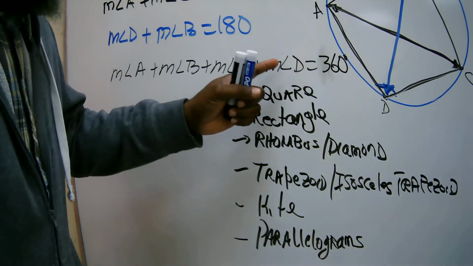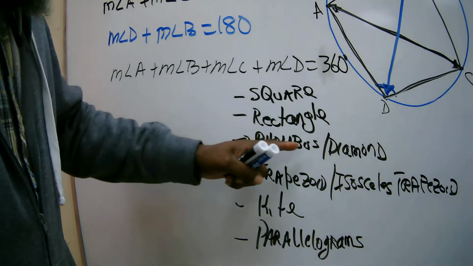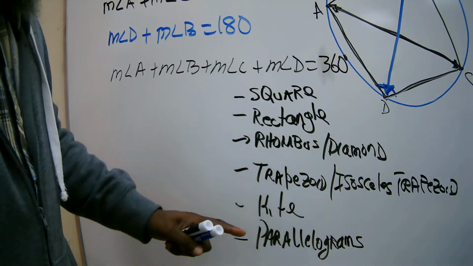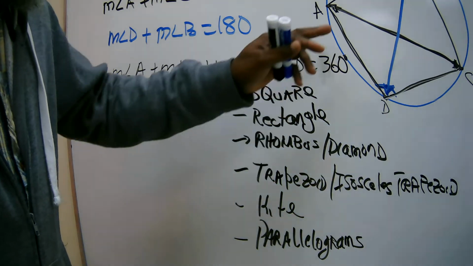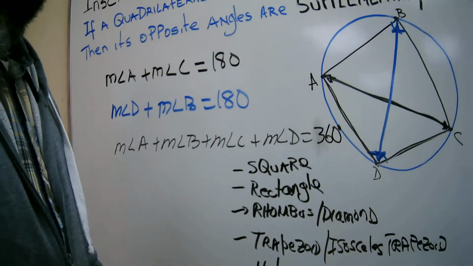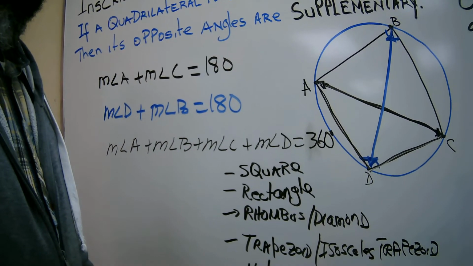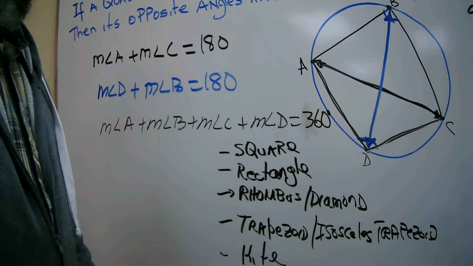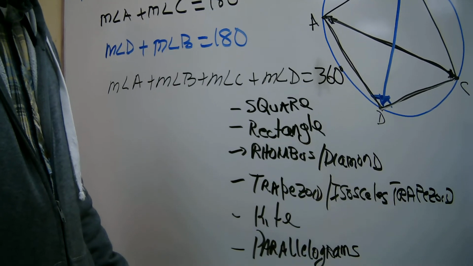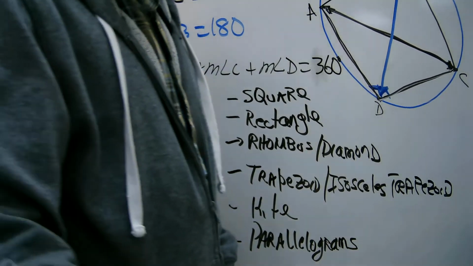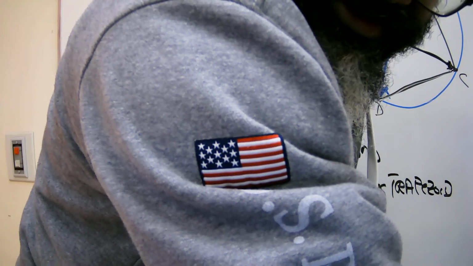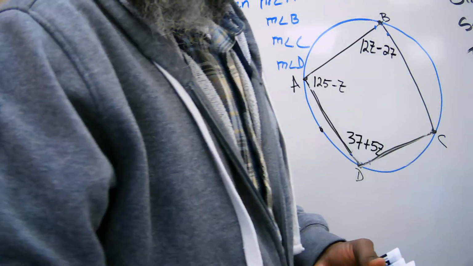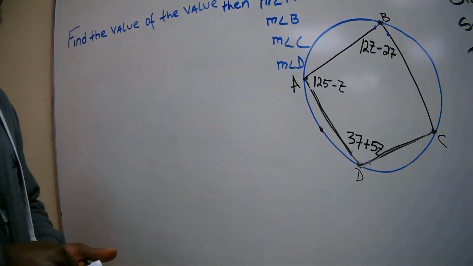So you can fit a square, a rectangle, a rhombus like a diamond, a trapezoid, an isosceles trapezoid, a kite, a parallelogram, only if their opposite angles are supplementary. So this is what the theorem is telling you. All right? So now we have the concept, so let's put it into application. We're resuming some application.